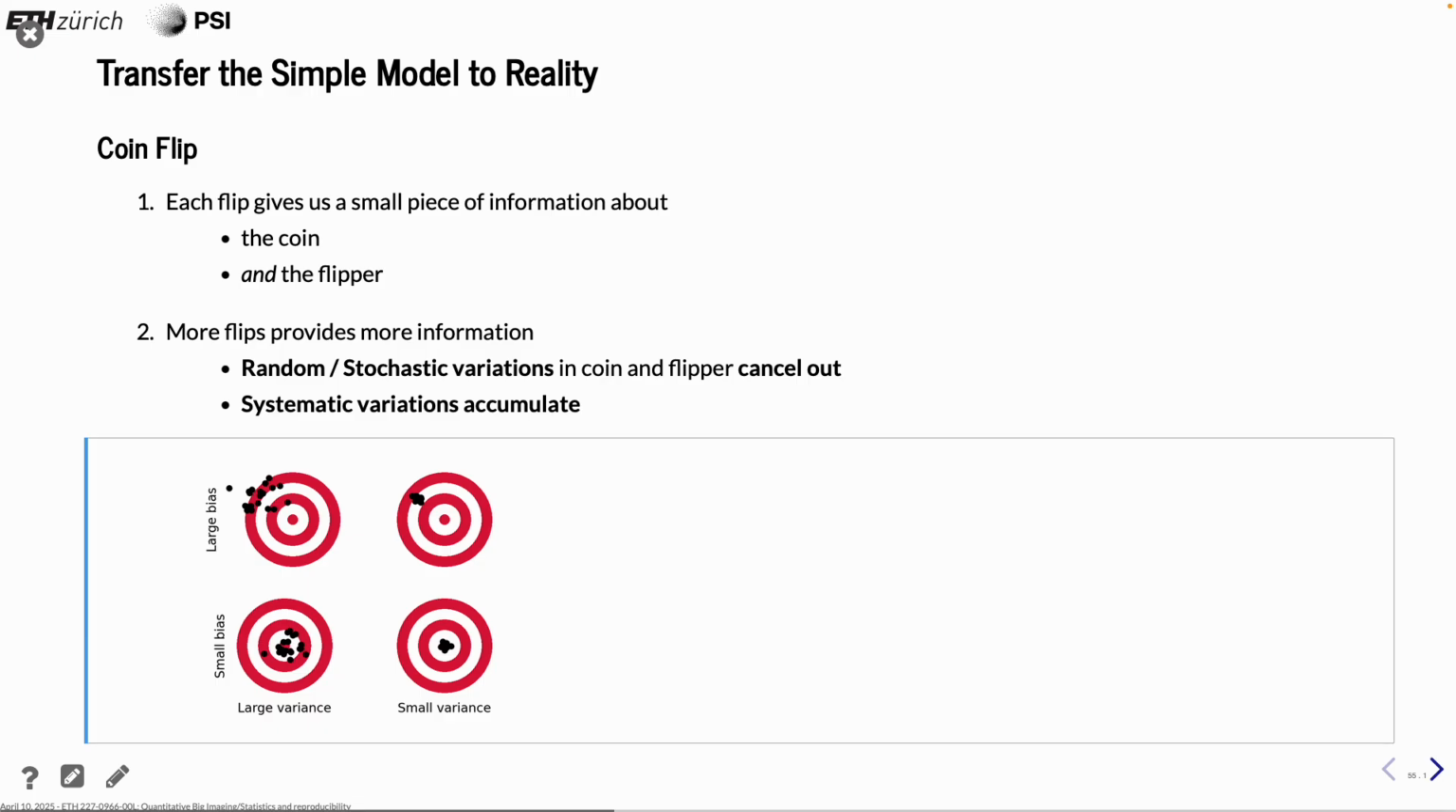And then we get more flips and get more information. And all the random or stochastic variations in coin and flipper, they should cancel out in the long run. But again, we have maybe systematic variations which accumulate. And that gives us then our bias and the variance in our flipping experiment.